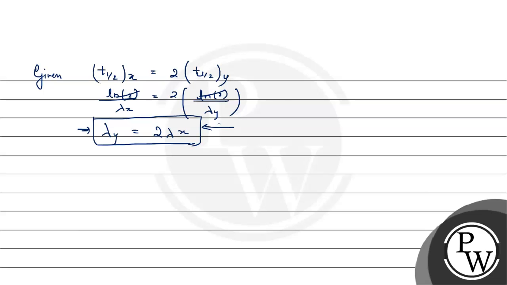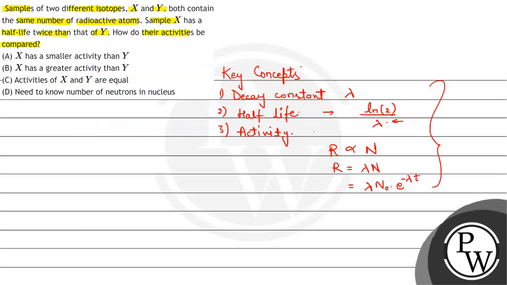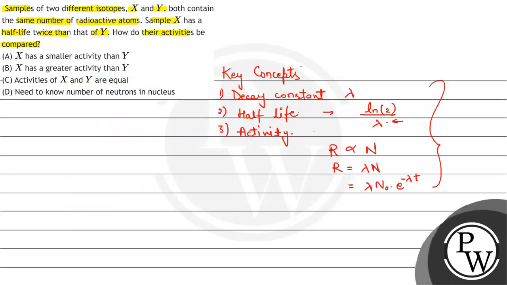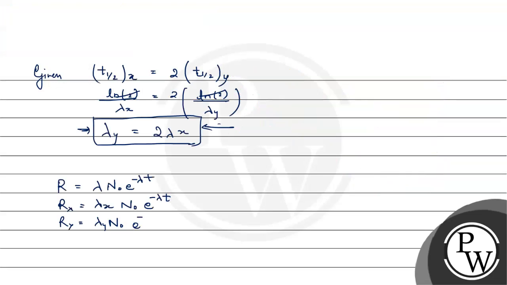Now we can solve ahead, we have to check their activity. So we apply the formula R is equal to lambda times N naught into e to the power minus lambda t. So Rx is found to be lambda x into N naught e to the power minus lambda x t, and Ry comes out to be lambda y N naught e to the power minus lambda y t. This N naught is equal because it is given to us as same number of radioactive atoms.